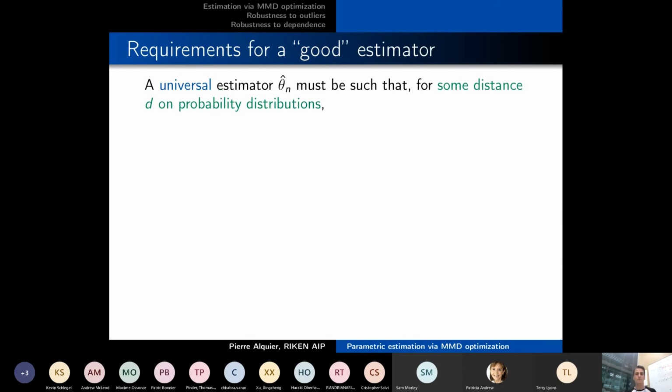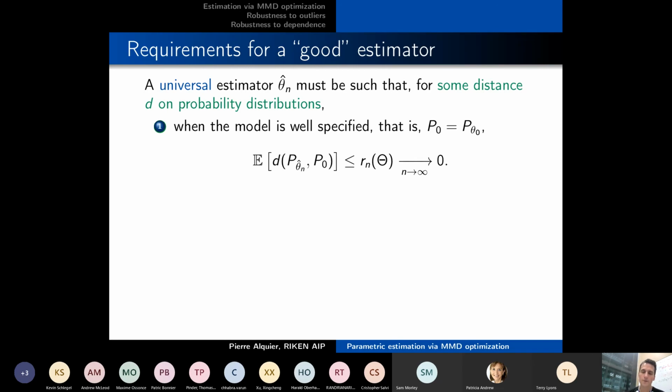Okay, so the definition that was proposed in the literature, the definition of a universal estimator, is that for some distance d on probability distributions, first, as a special case of what will come next, when the truth is in the model, so p naught is equal to p theta naught, your estimator theta hat satisfies that the distance between p theta hat and p naught, in expectation, will tend to 0. Hopefully I will be able to give a rate of convergence Rn that might depend on the parameter space theta.